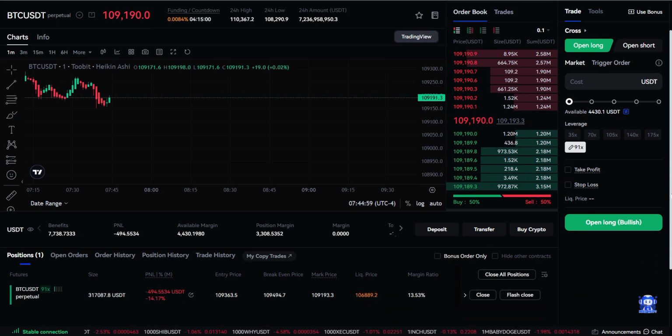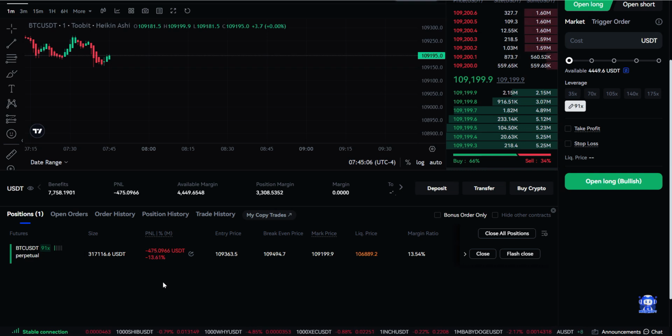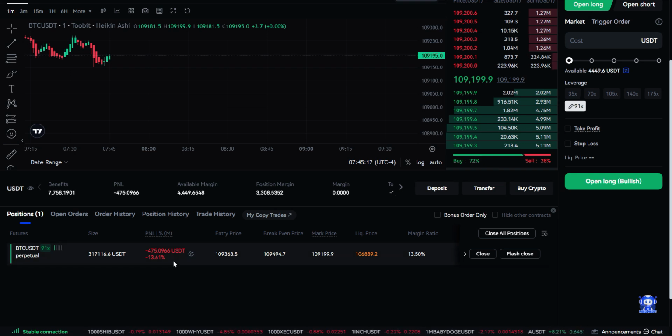Just in full disclosure, you could see here, I'm still down the same $494. Okay? It's almost like I'm not moving. 13% at 91x. This is very different. This is very much an advantage to the trader.